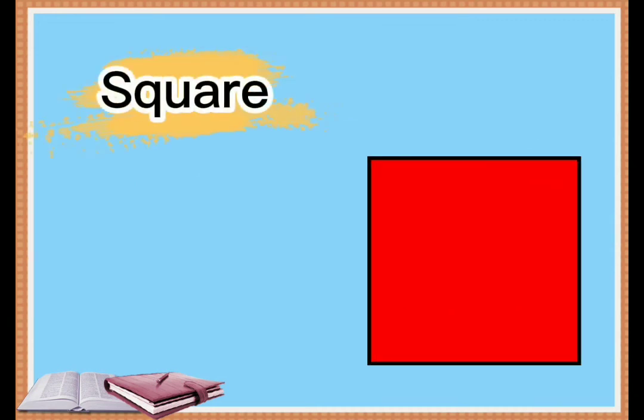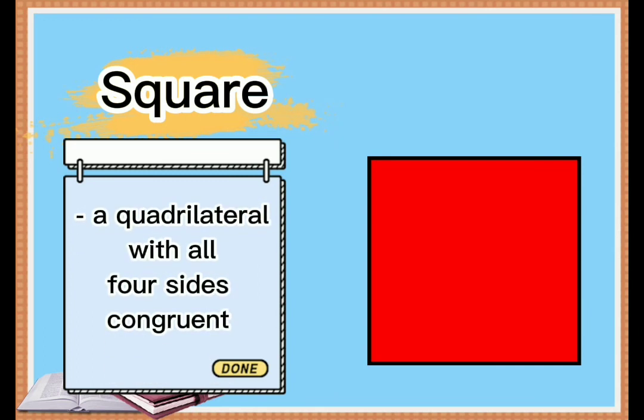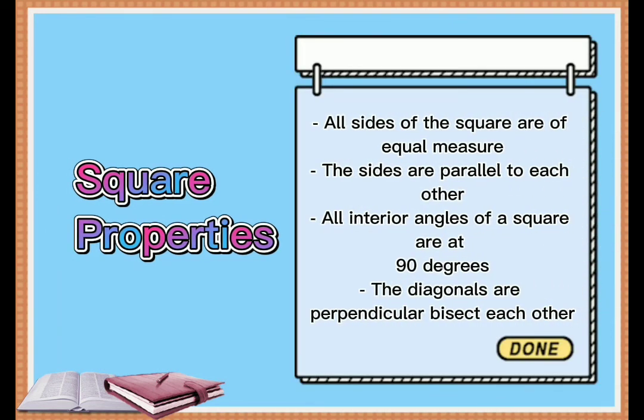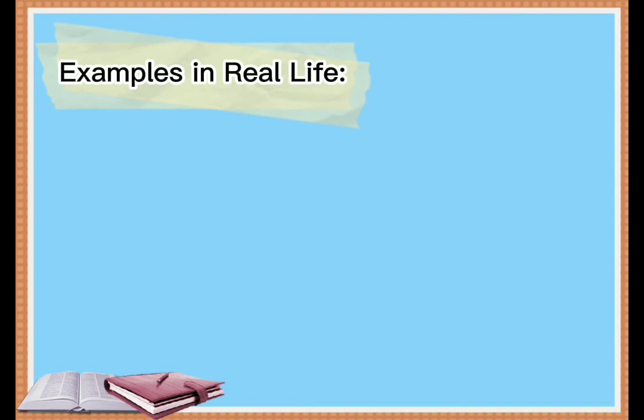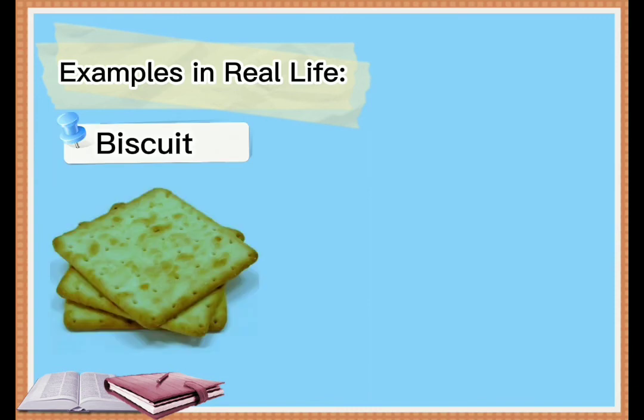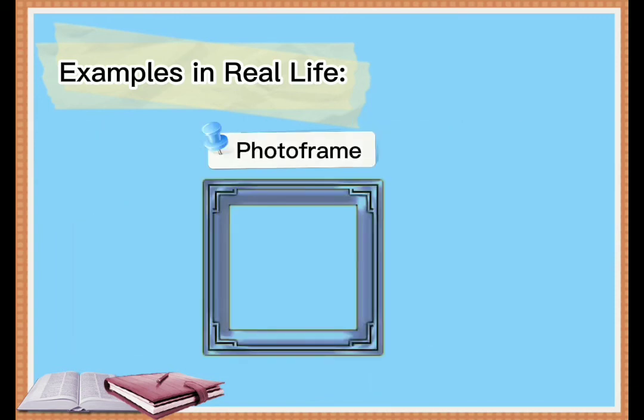First is the square. A square is a quadrilateral with all four sides congruent. Properties of a square. First, all the sides of the square are of equal measure. Second, the opposite sides are parallel to each other. Third, all the interior angles of a square are 90 degrees. And last, the diagonals of a square perpendicularly bisect each other. Here are some real-life examples of a square: chessboard, a clock, a biscuit, chocolate, and a photo frame.